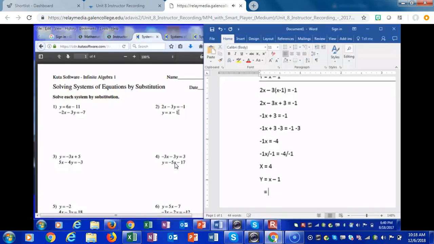The question is, what is 4 minus 1? And 4 comes from here. What is 4 minus 1? 4 minus 1 is just 3. So your coordinate pair is 4, 3.